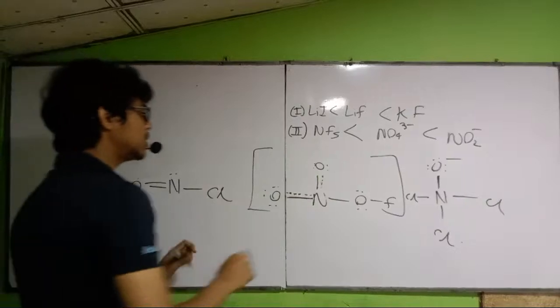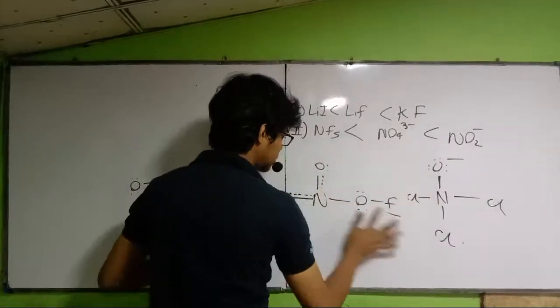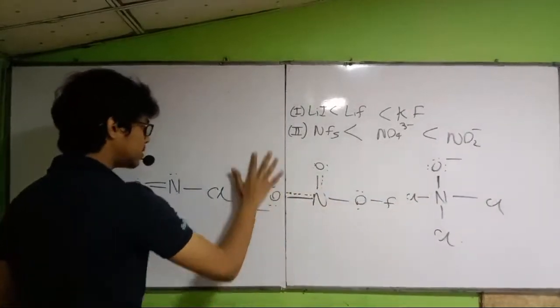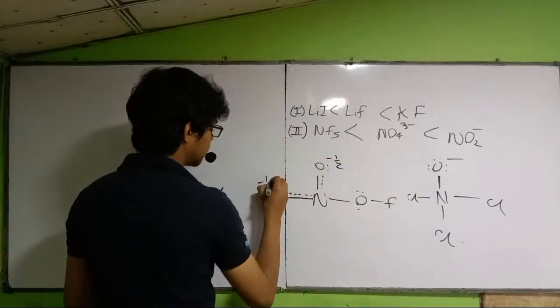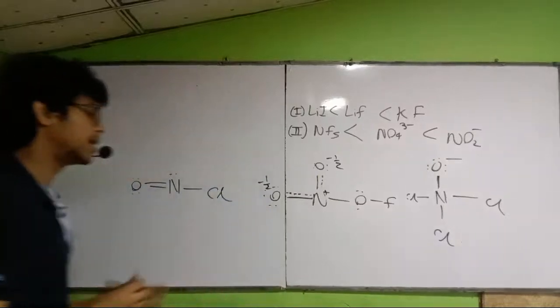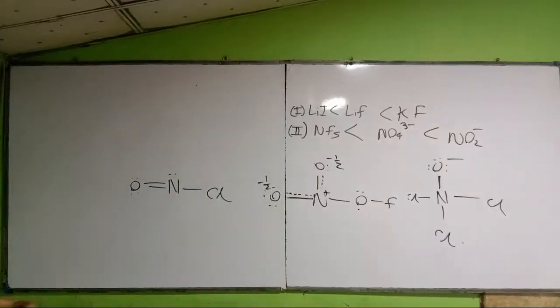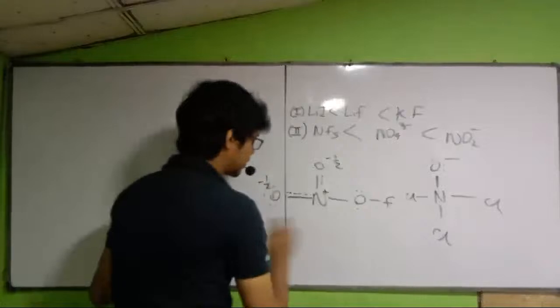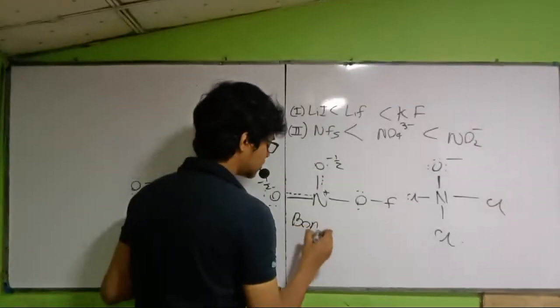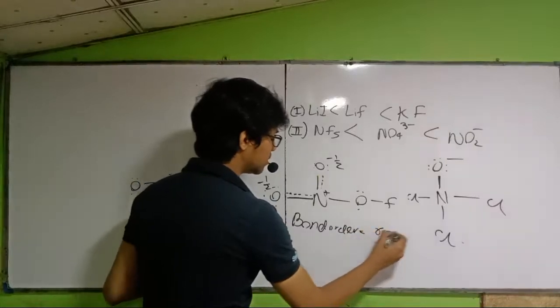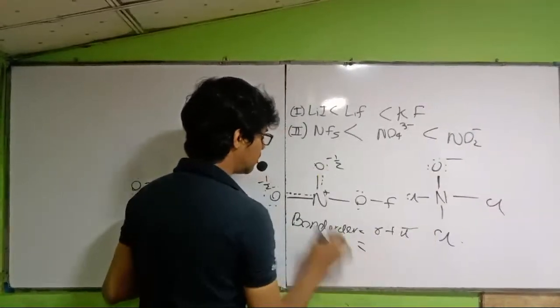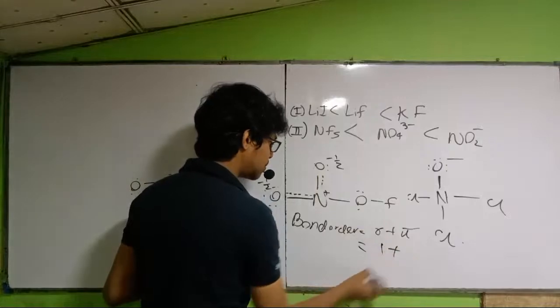Or else you can do it like this. You can erase the square bracket and write the resonance hybrid like this: minus half, and here plus charge. Like this also you can write. People, here the bond order you have to find. The bond order is sigma plus pi. What is sigma? Always 1, plus the pi bond.